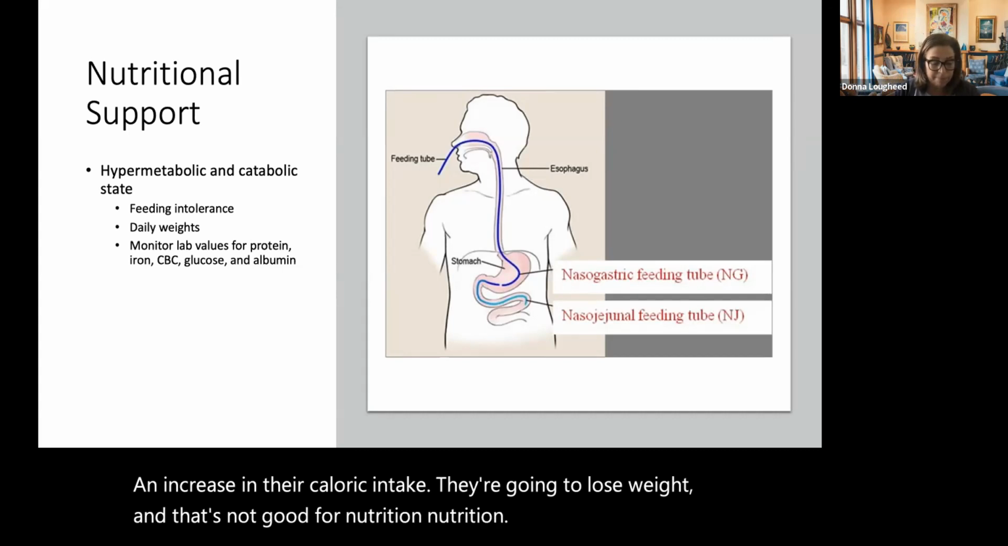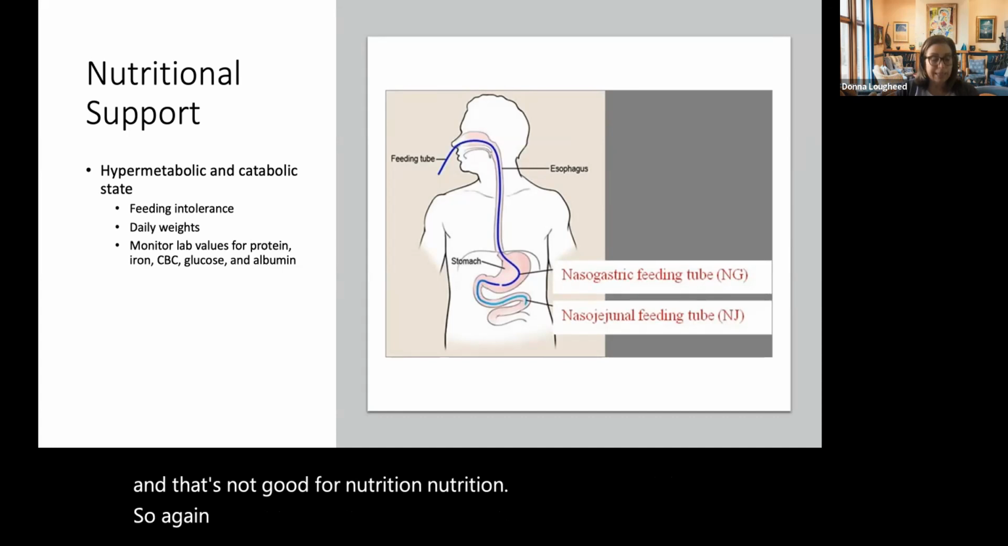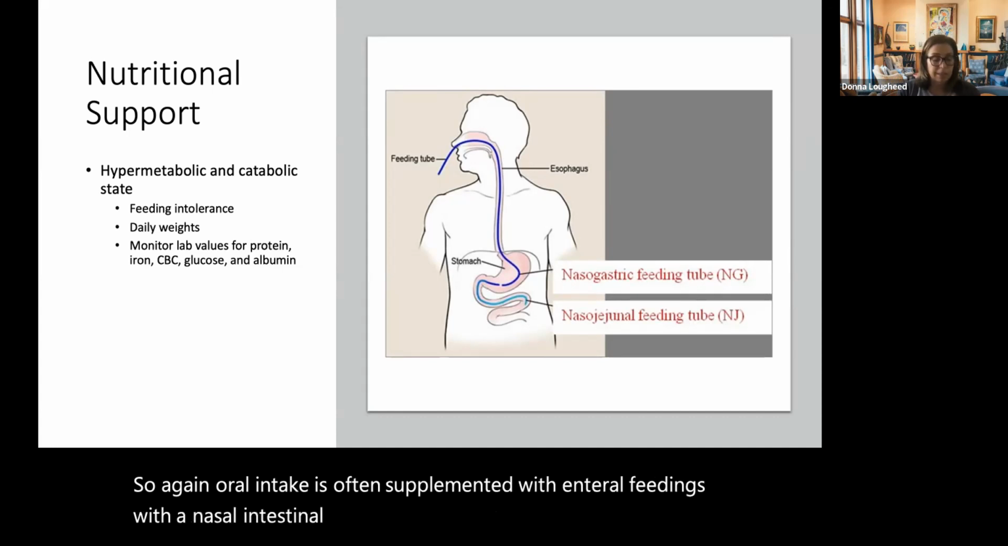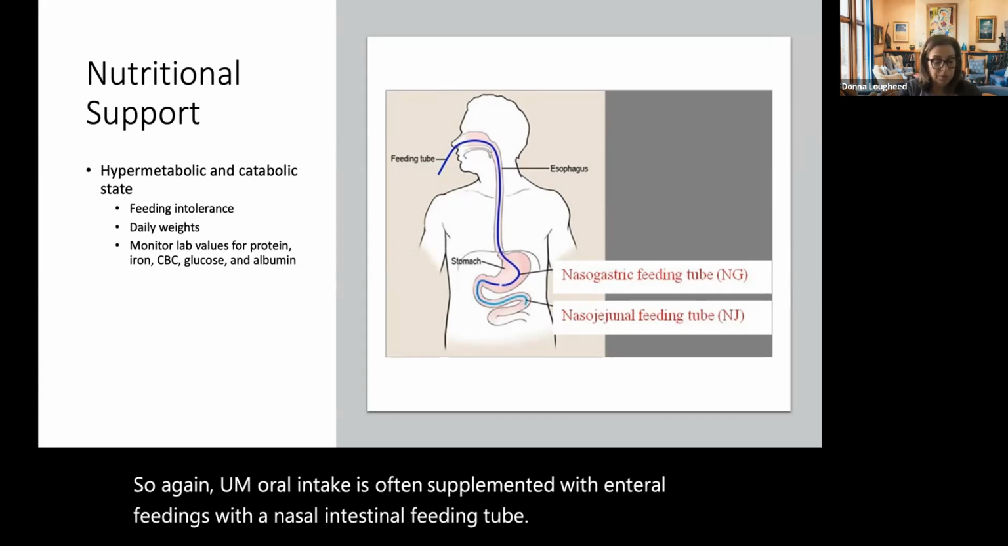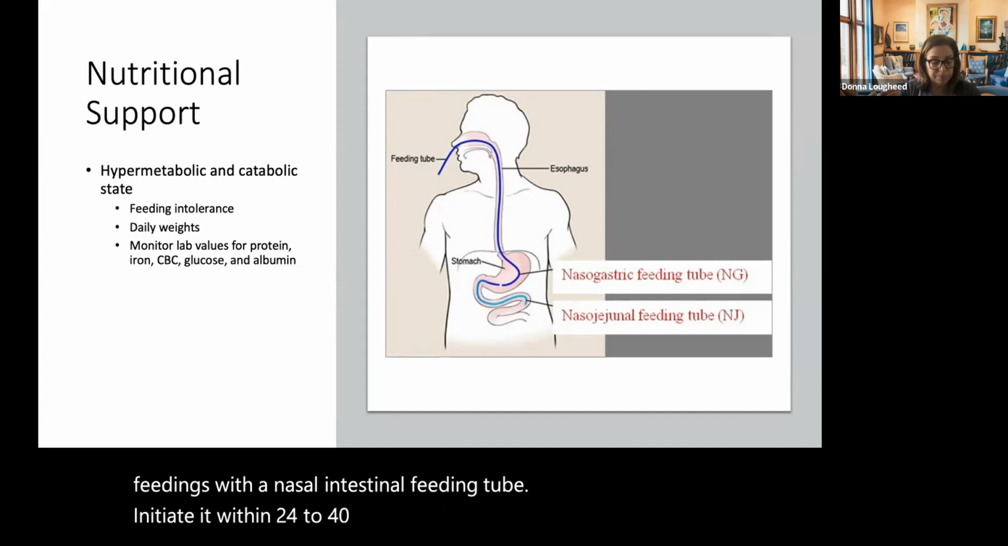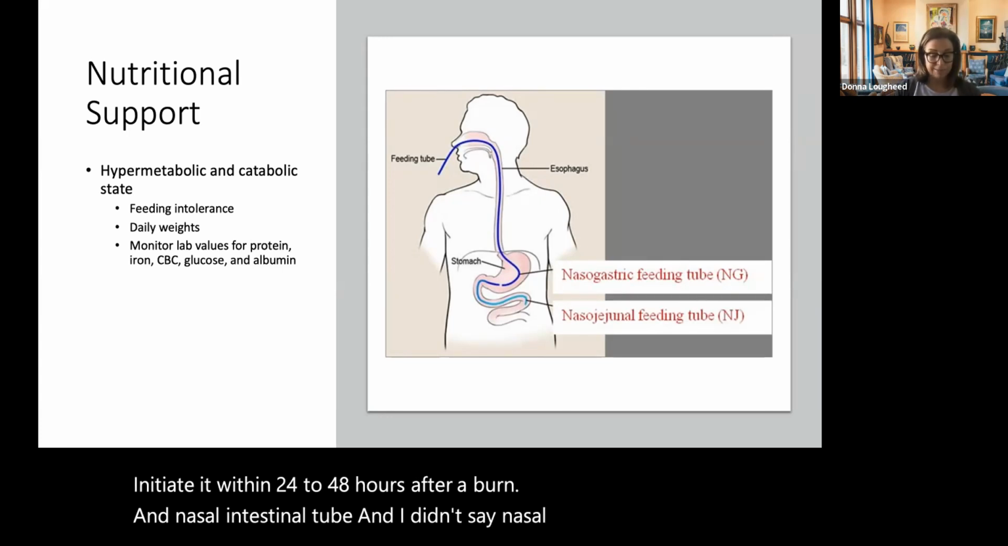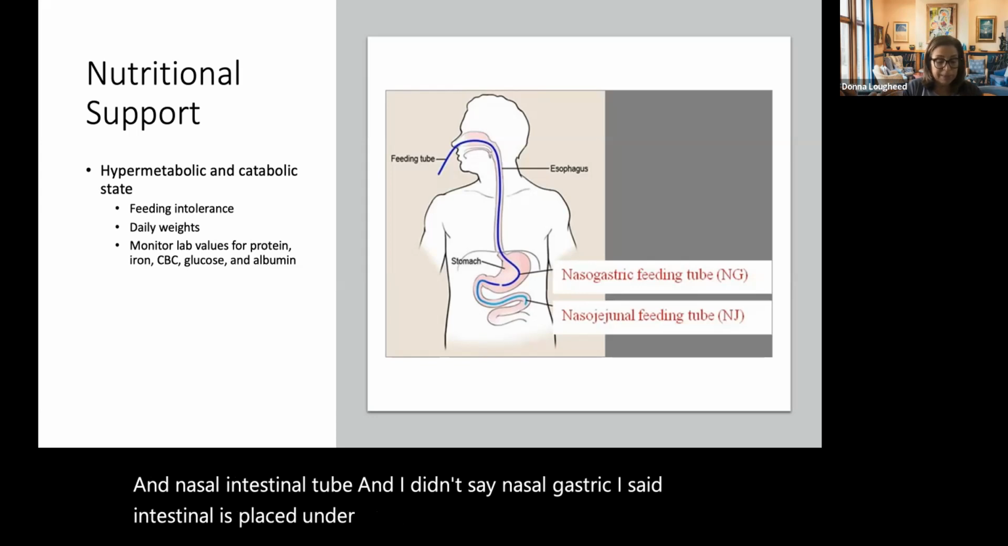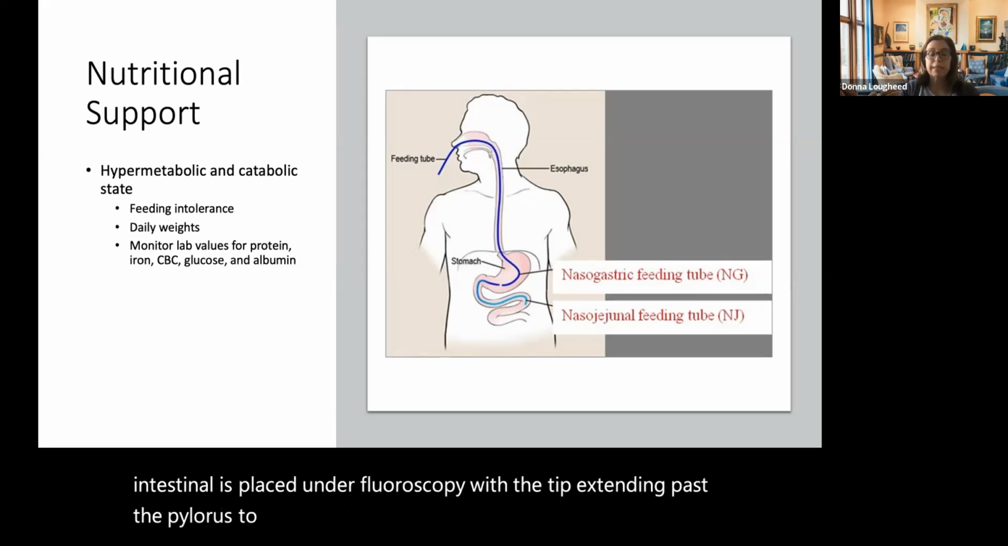So again, oral intake is often supplemented with enteral feedings with a nasal intestinal feeding tube, initiated within 24 to 48 hours after a burn. A nasal intestinal tube, and I didn't say nasal gastric, I said intestinal, is placed under fluoroscopy with the tip extending past the pylorus to prevent reflux and aspiration.